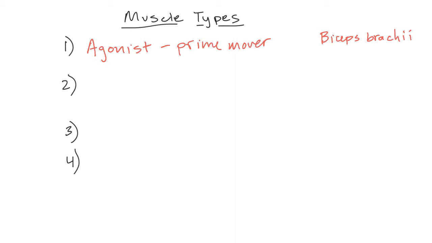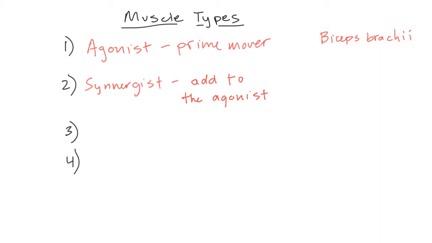All right, so you have the prime mover, and then you have generally a bunch of smaller muscles, which are synergists. Okay, let's just say they add to the agonist contraction.